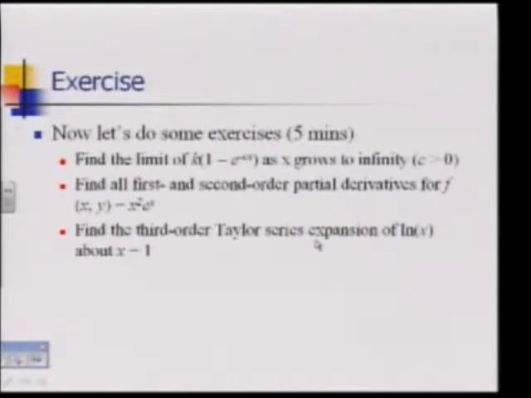So first problem, find the limit of this function k multiplied by 1 minus e to the minus cx as x grows to infinity, for some positive value of c.